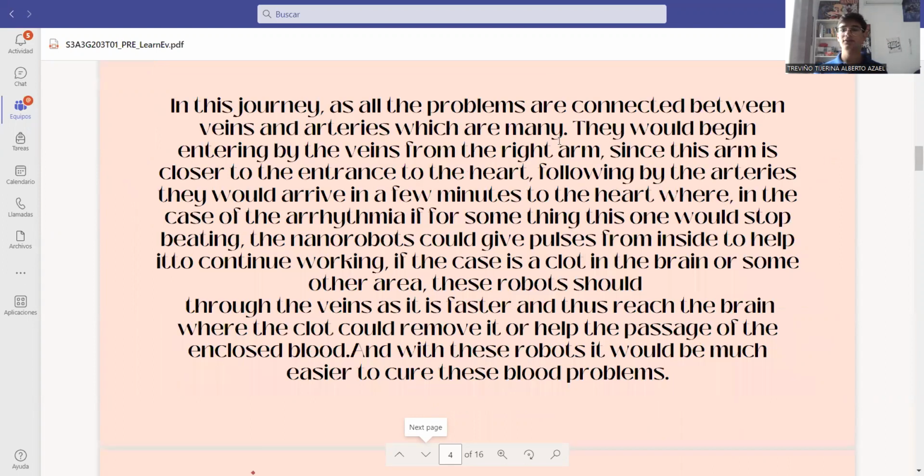Okay, in the journey, we chose the problem of arrhythmia. In arrhythmia, the heart may stop beating and not respond to any signal, and our robot will help by giving an electropulse to the heart to revive it, or to help it not die or stop pumping.